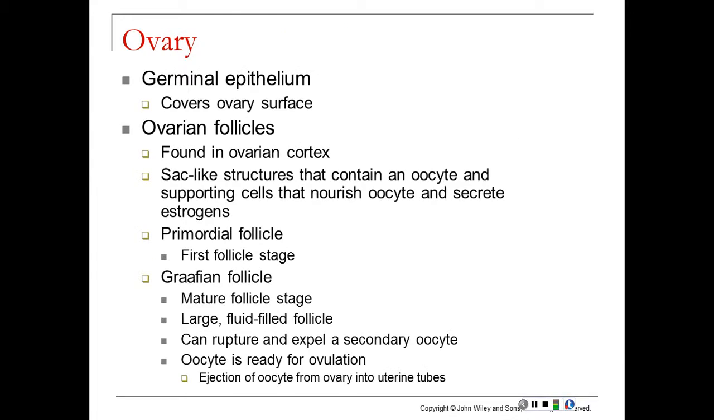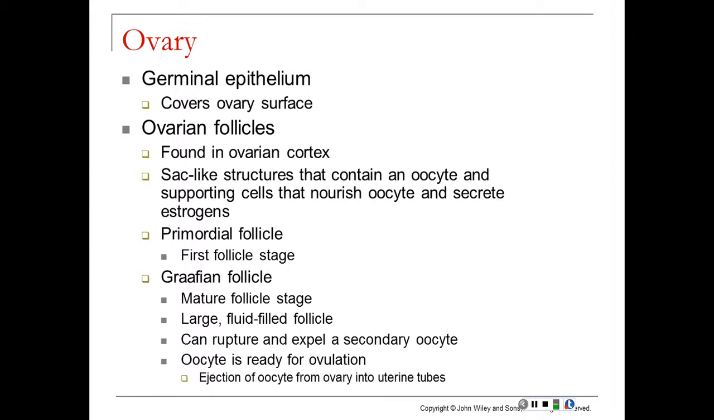So let's talk about the ovary. The ovary has this germinal epithelial covering the surface of the ovary, and then inside is the cortex. The cortex contains the ovarian follicles. Ovarian follicles are little sac-like structures that contain the oocyte and all of the supporting cells to nourish the oocyte, as well as secreting estrogens.